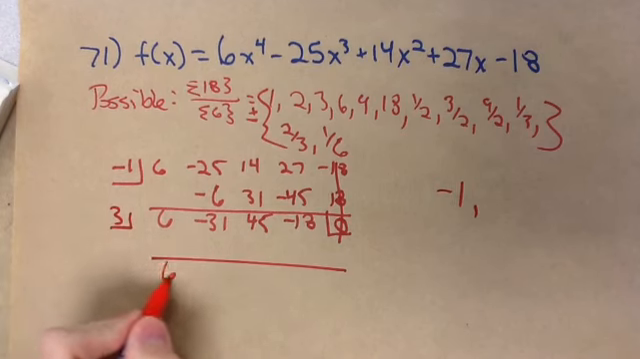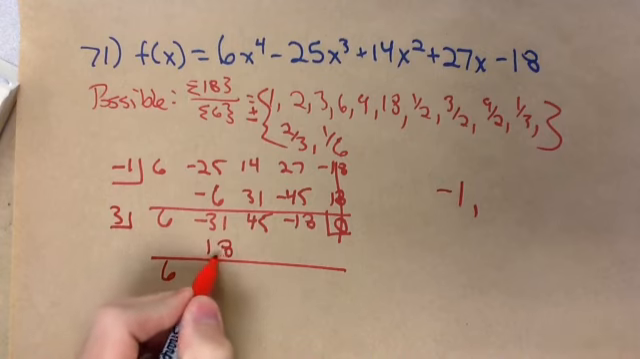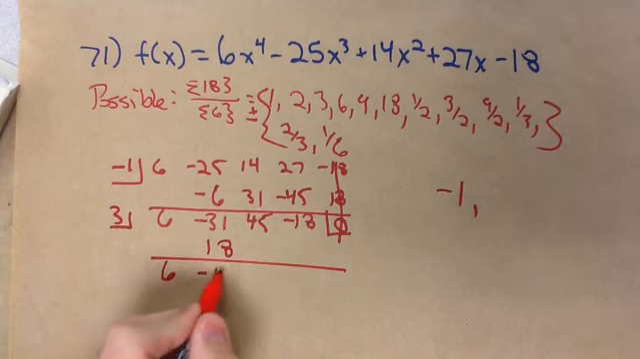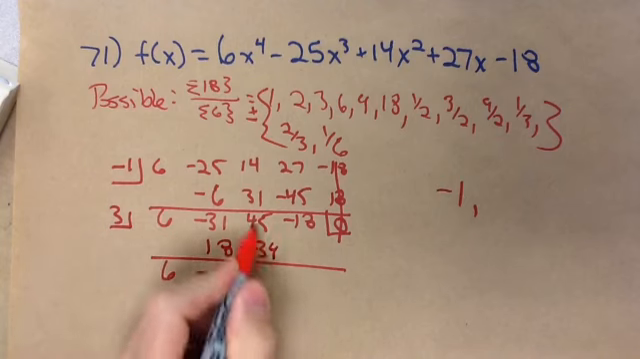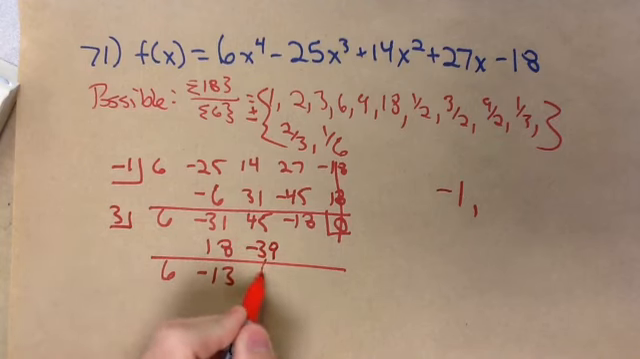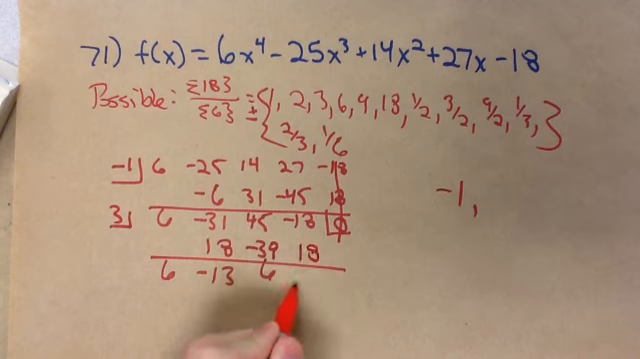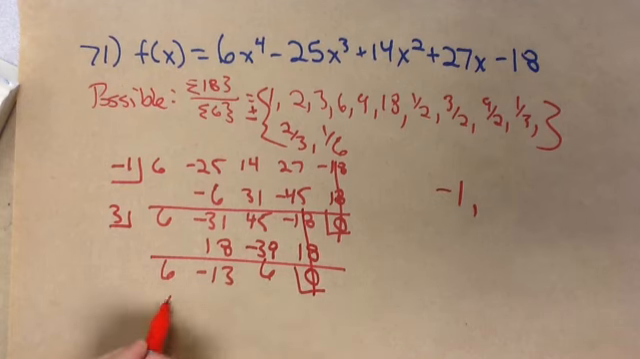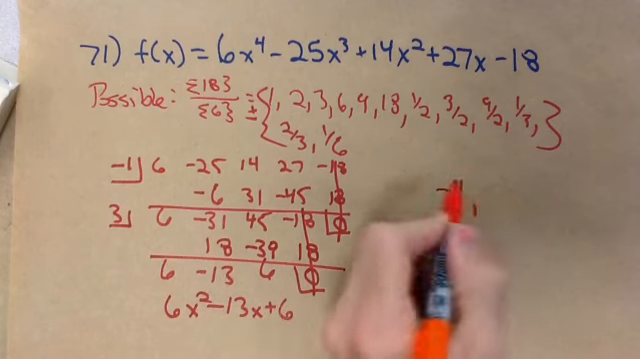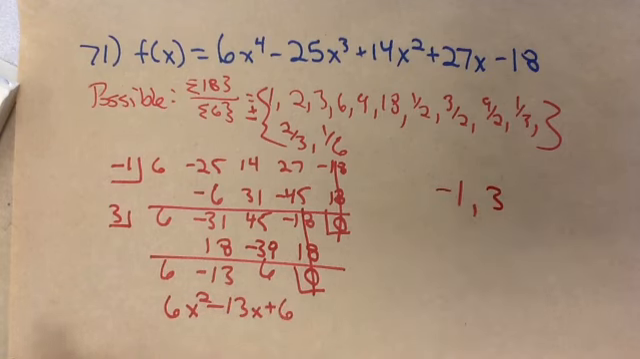6 and 3 gives us 18. We got 13 left. 13 times 3 is negative 39, which gives us 6. 6 and 3 is 18. We got 0 left, so now we're left with 6x squared minus 13x plus 6, and we know 3 works.